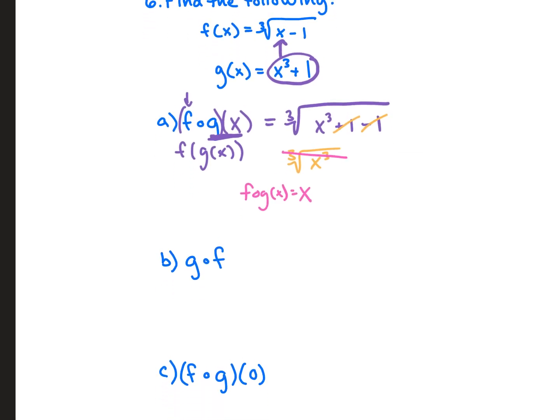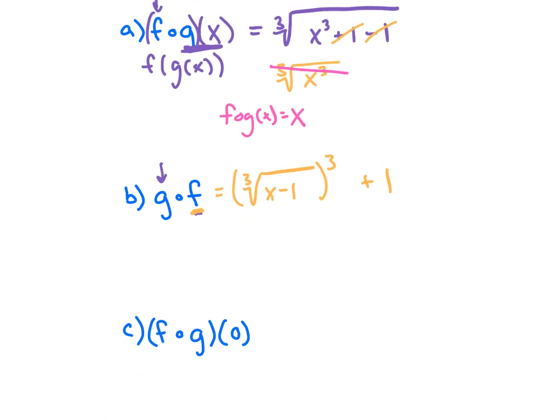Next, we're doing it backwards. So we're plugging in g of f. So we want to start with the inside. I'm going to start with f. Plug that into g. So this would be the cubed root of x minus 1, cubed, plus 1. Again, we can simplify. So the cubed root and the cubed will cancel. So this is x minus 1 plus 1. And then the minus 1 and plus 1 will cancel, so then I'm just left with x. So g of f of x is x.